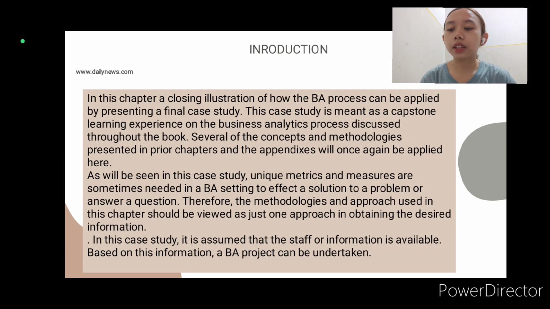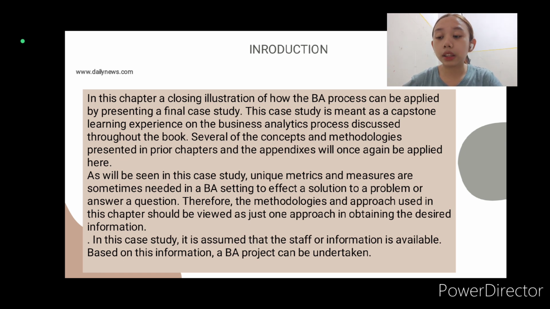So for the introduction, in this chapter, a closing illustration of how the business analytics process can be applied by presenting a final case study. This case study is meant as a capstone learning experience on the business analytics process discussed throughout the book. Several of the concepts and methodologies presented in prior chapters and appendices will once again be applied here.